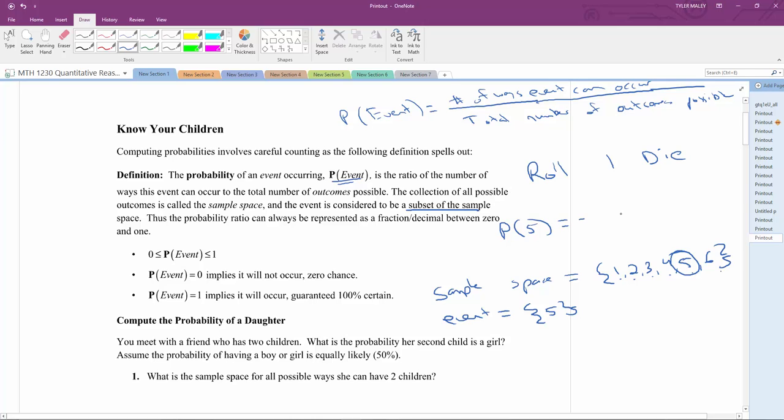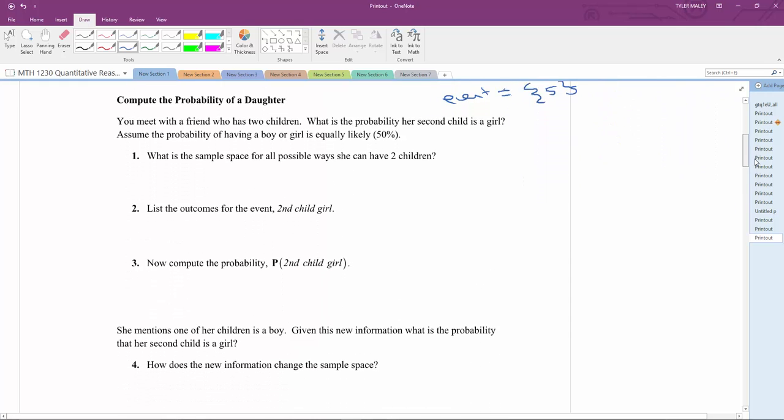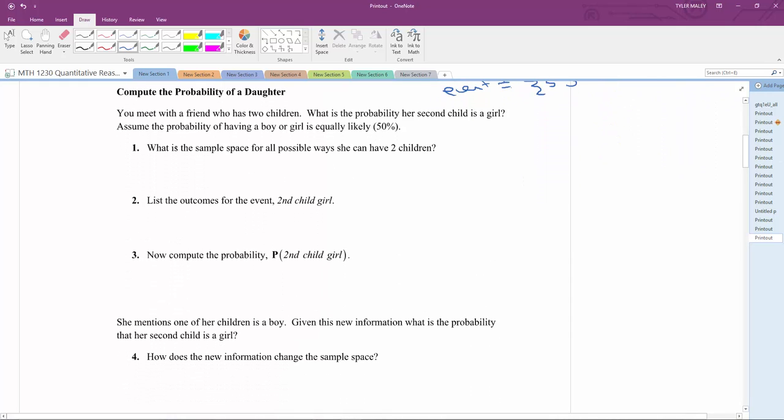So the probability of 5 would be the number of ways to get a 5, which there's only one, divided by the total number of possibilities, right? So I have 6 possibilities, so 1/6, right? So the probability of rolling a 5 is equal to 1/6, right? So that's just trying to help make some sense of that notation, right? So a simple example, right? So we'll continue on with this, with these terms.